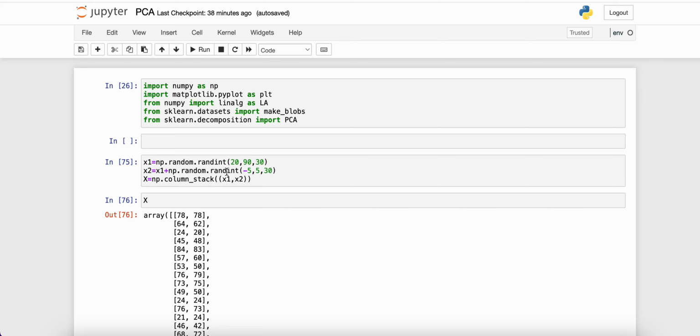Hi, in this video I'm going to talk about how we can compress data using principal component analysis. Let's imagine that we have data, capital X, where each data point is represented by two features, and there is a linear relationship between these two features.